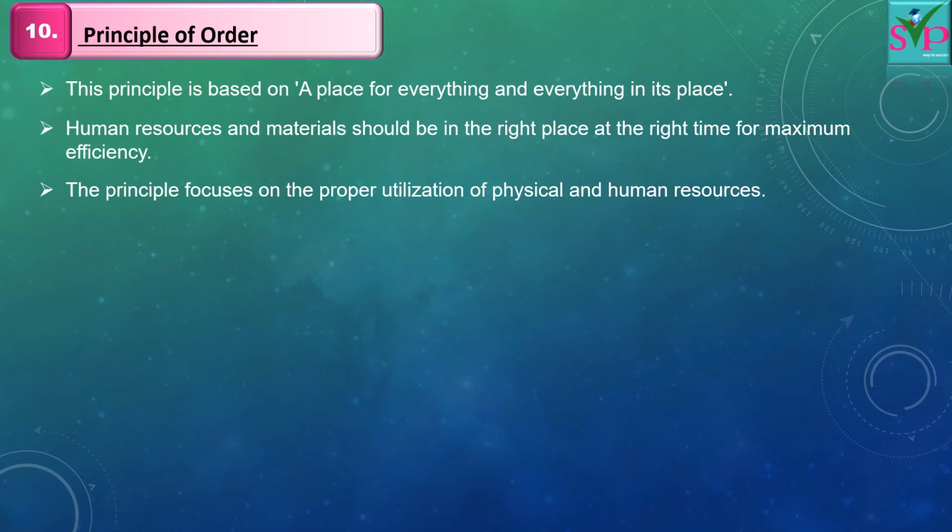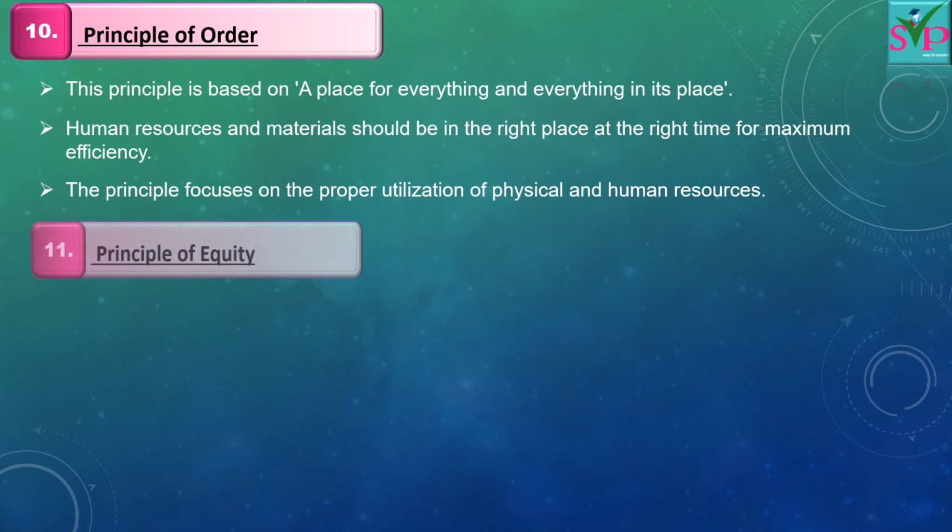This principle focuses on the proper utilization of physical and human resources. It means in every organization there should be a fixed place for everything to facilitate smooth working and avoid wastage of resources. If an order is maintained for all physical and human resources, it leads to efficiency and effectiveness of the organization. Now, next principle is principle of equity.